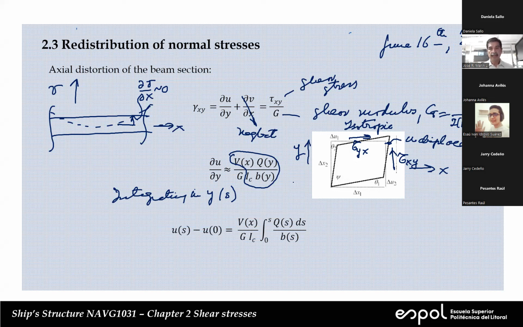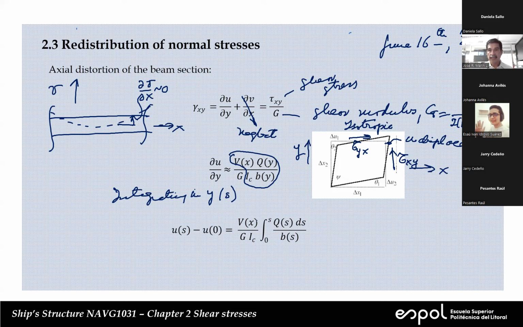And if we integrate, this is the result. On the whole section, the shear force V doesn't depend on y, because it's one single value for the whole section, so we can take that out of the integration. Similarly, for G, we assume it is a constant value, so it's a uniform material beam. The inertia, again, is a single value for the whole section, so we can take that out. And we are left with this.